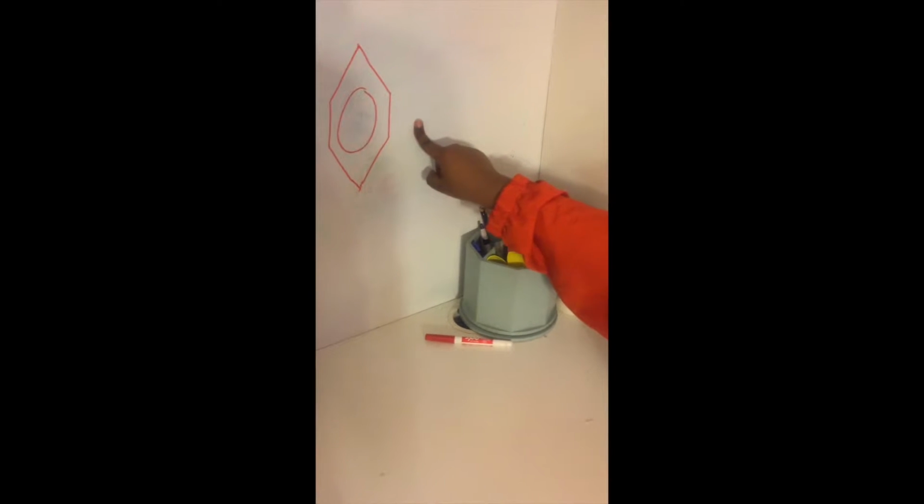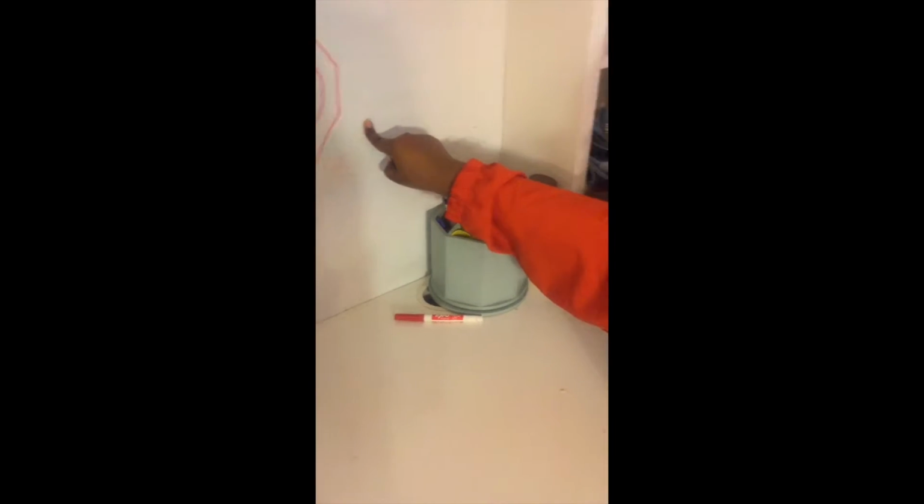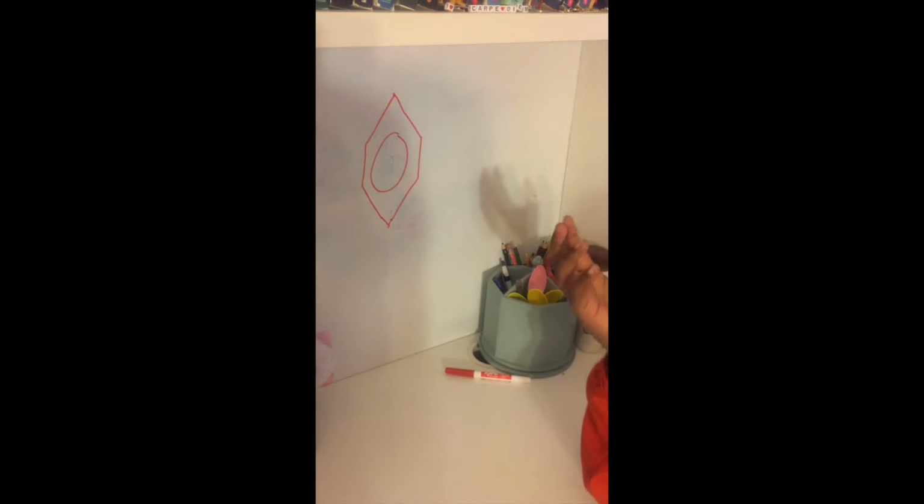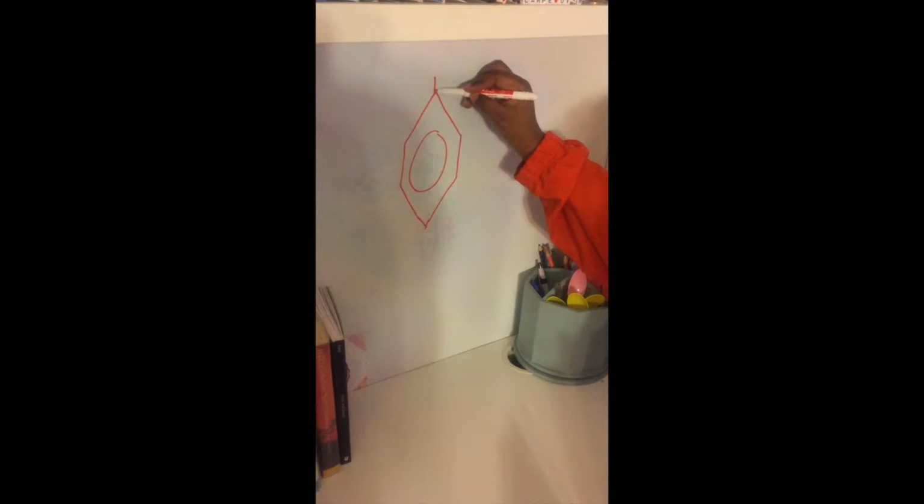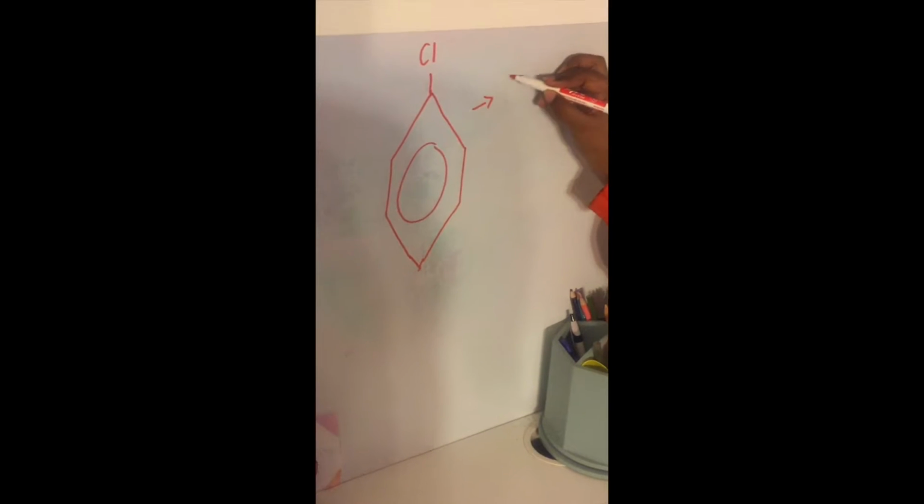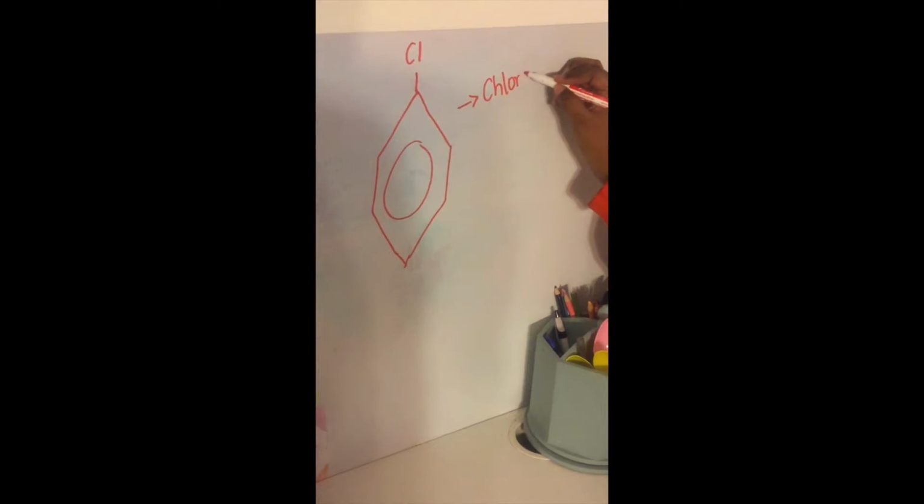So another way that we use benzene rings is to use it as a substituent form. So by doing this, we replace the hydrogen atoms with other atoms or groups. So for example, if we added chlorine, this would become chlorobenzene.